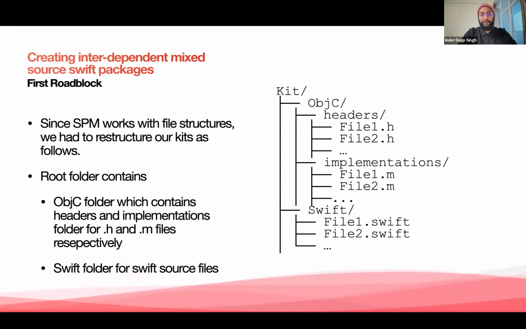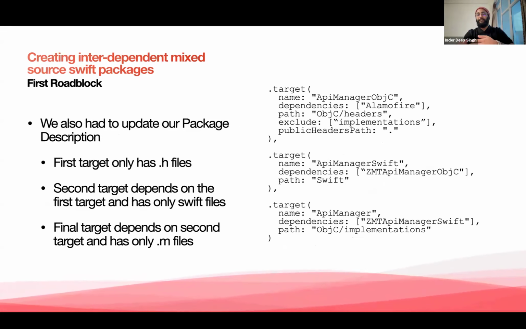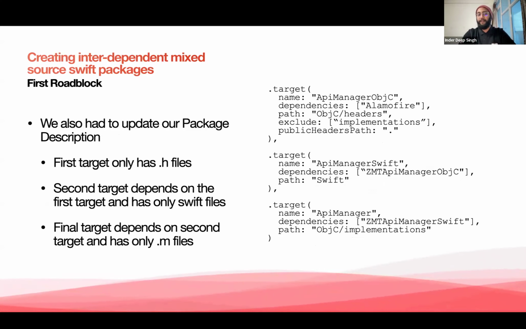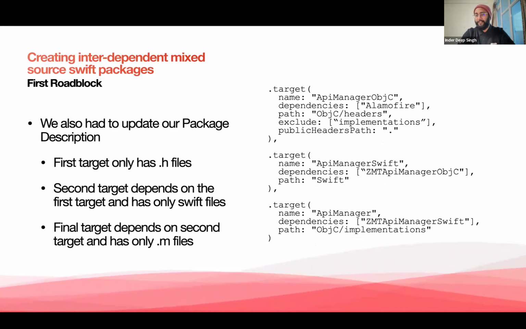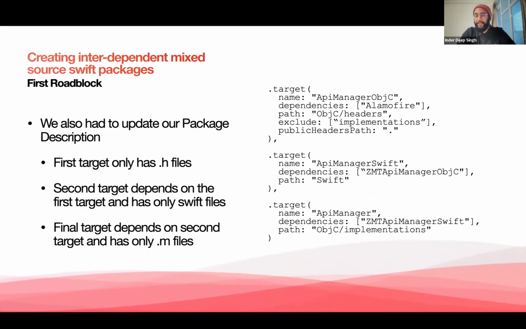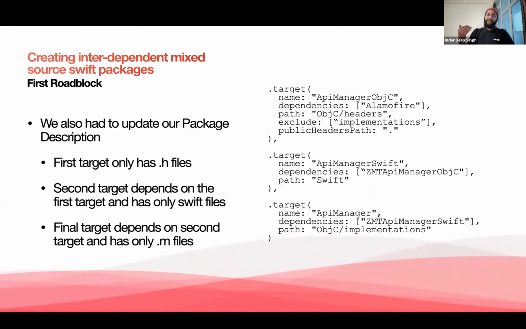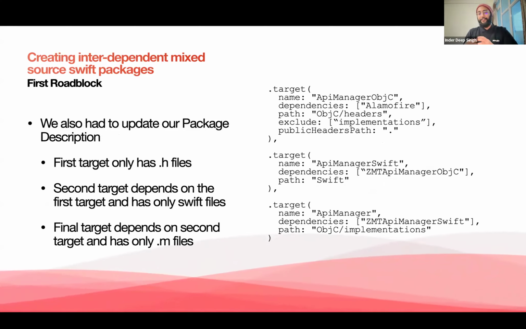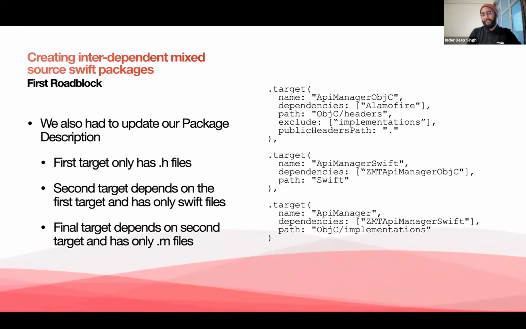And we're doing this so that we can define our targets using the folders. So if you look at the first target, that just has the Objective-C headers and it excludes the implementations, right? The second target is the Swift target, which takes the Objective-C headers as a dependency. And the third target is our final output target, which takes the Swift one as a dependency and only compiles the M files.